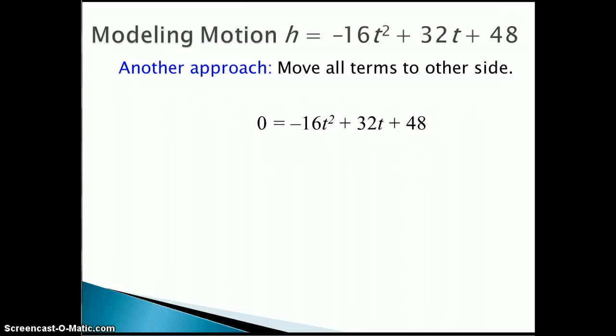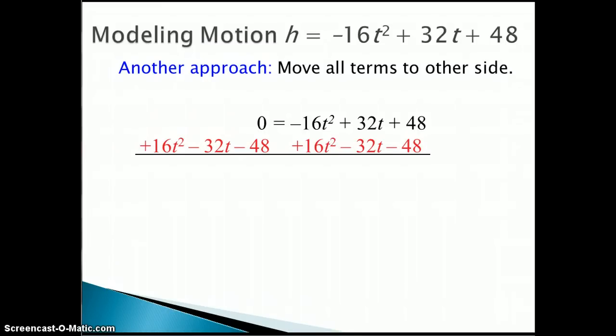So now let's look at the same problem but using a different approach to solve the equation. Here's the other approach. First, remember we replace the h with 0 because we know that when it hits the ground the height is 0. But instead of factoring out a negative GCF, what you could do is move all the terms to the other side. When you move all the terms to the other side, all of those terms are going to change signs. So that's going to make the t squared term positive.